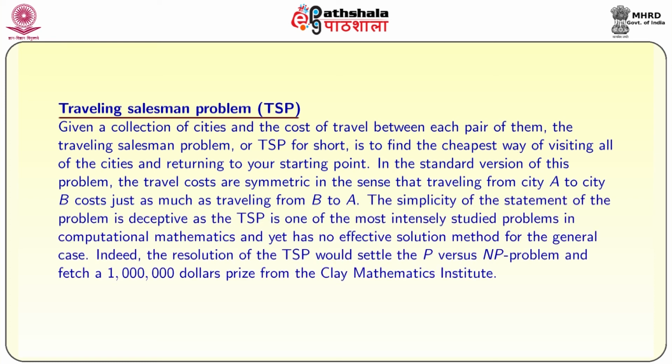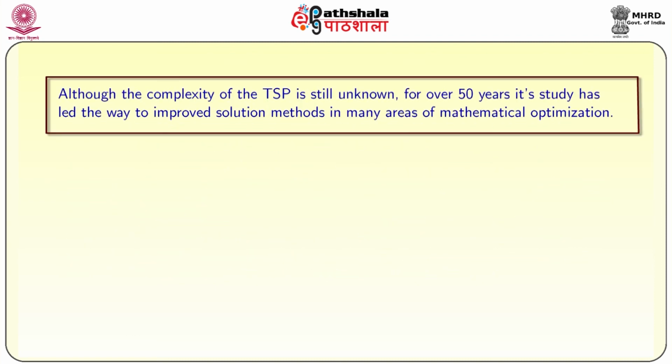The simplicity of the statement of the problem is deceptive, as TSP is one of the most intensely studied problems in computational mathematics and yet has no effective solution method for the general case. Indeed, resolution of TSP would settle the P versus NP problem and fetch a $1 million prize from the Clay Mathematics Institute. Although the complexity of the TSP is still unknown, for over 50 years the study has led the way to improve solution methods in many different areas of mathematical optimization.